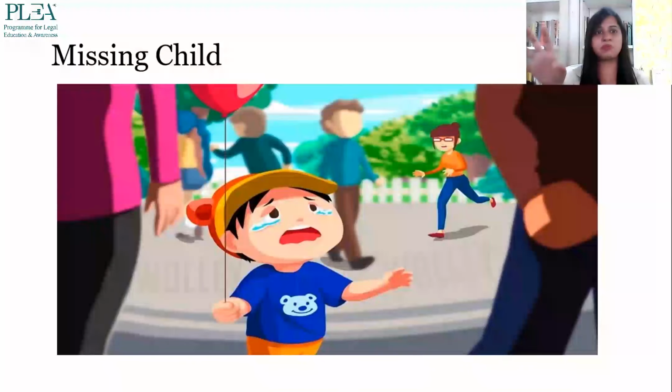The surrender is before the CWC. They file an agreement, and usually a specialized adoption agency assists with such surrenders and helps with an agreement before the Child Welfare Committee. They say that I would like to surrender, that's it, and they are given a 2-month period to reconsider whether to take back the child or not. If within 2 months you do not come back, that means the child will be free for adoption, and the child is then given for adoption.